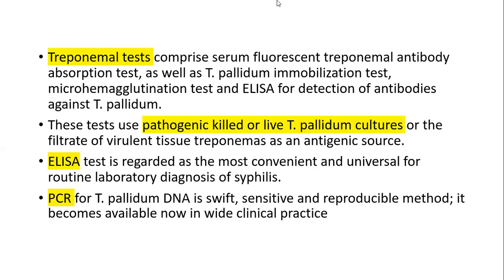Okay, PCR can also be applied in syphilis, and actually we usually use PCR, not the microscopic method, nowadays for diagnosis of syphilis. And it is a swift, sensitive, reproducible method. It has become available now in wide clinical practice.